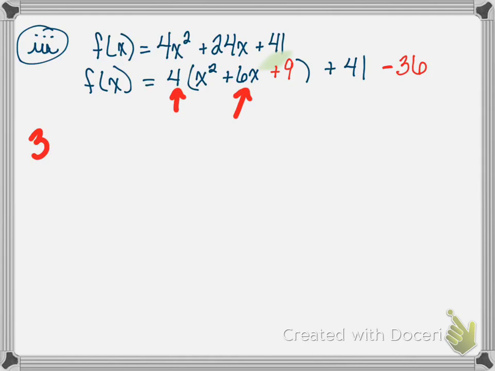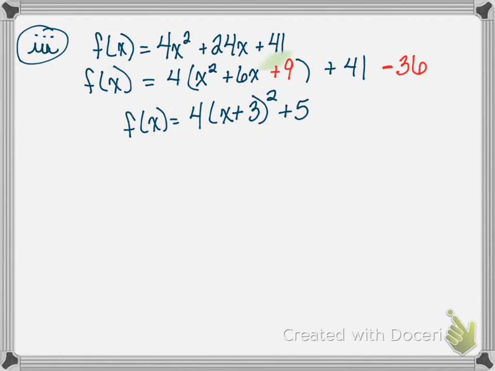Okay, so now we're going to keep our f of x. Okay, our 4 is our stretching and shrinking factor. I factor x squared plus 6x plus 9. That's a perfect square trinomial. And that's squared, and then I'm left with plus 5. Okay, so my vertex here is negative 3, positive 5.